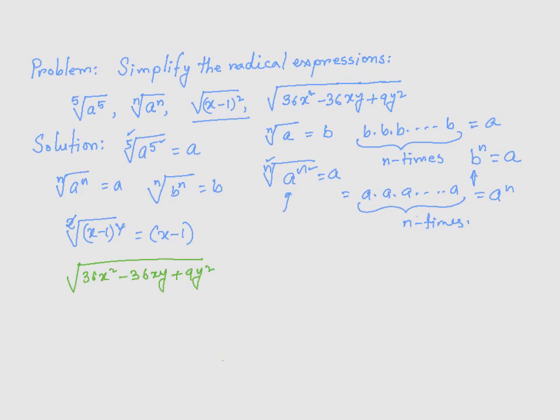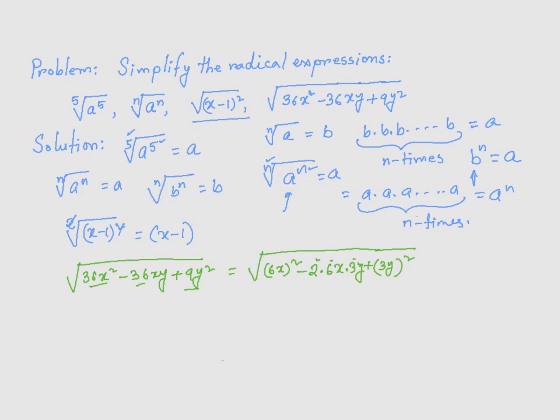Now the last one is actually rather not too bad. You can simplify it as follows. 36x square, I could write it as 6x whole square. Then 9y square, I could write it as 3y whole square. And the middle term, negative 36xy, look, this is the same as 2 times 6x times 3y. 2 times 6 is 12, times 3 is 36. You have 36, and x times y is xy.